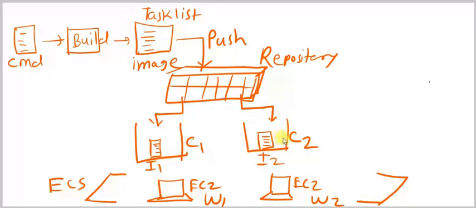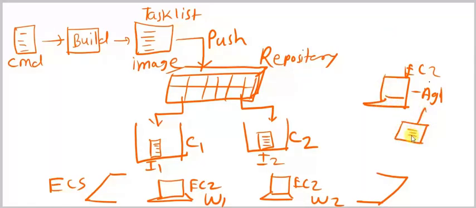Now, along with that, one thing you have to always keep in mind, that these EC2s, okay, let's say this is an EC2, so they have an agent running inside it. Okay, and that agent actually receives this task, and they execute it. Okay, so this is the agent which executes the task.